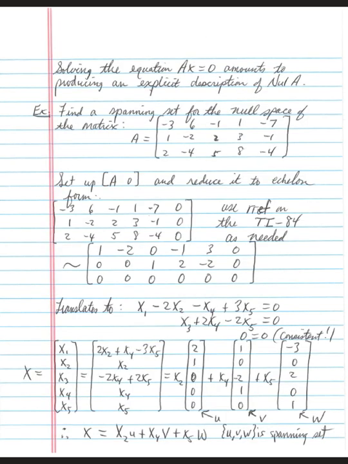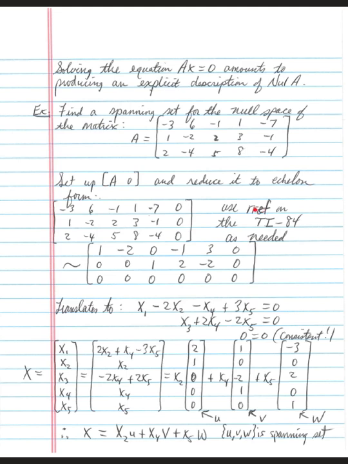Solving the equation Ax equals 0 amounts to producing an explicit description of null space of A. Example, find a spanning set for the null space of A if you have a matrix, and this is a 3 by 5 matrix. It's pretty large. So as far as finding a spanning set, you take your matrix, augment it with a column of zeros, and that'll give it the form Ax equals 0. And then whenever you row reduce, here's matrix A, with the last column being the 0 vector.